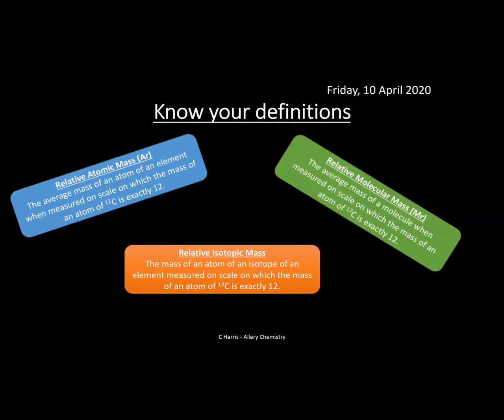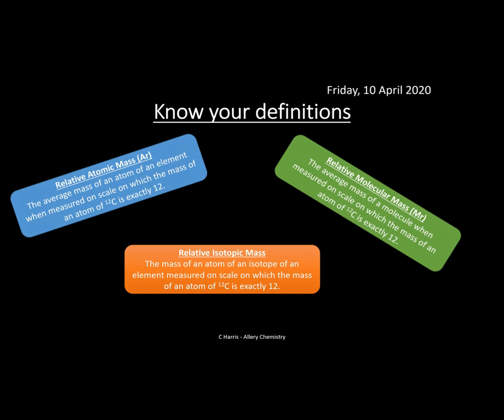Okay, so you need to know some definitions. You'll come across these in A-level more commonly. So you've got the relative atomic mass, which is the average mass of an atom of an element when measured on a scale in which the mass of an atom of carbon-12 is exactly 12. Now that sounds an absolute mouthful. You need to know these definitions for A-level, so you wouldn't have come across these at GCSE.